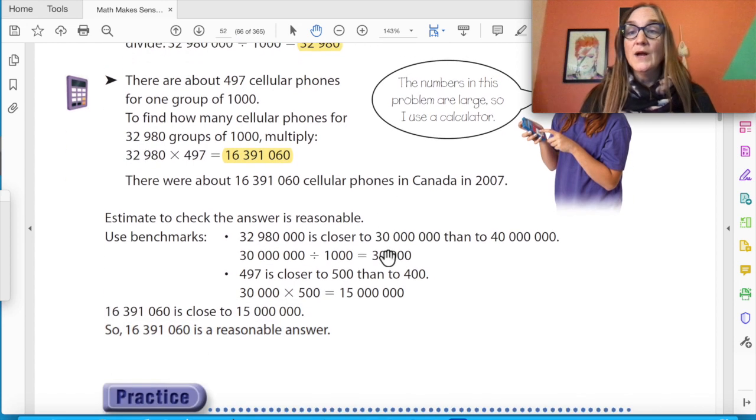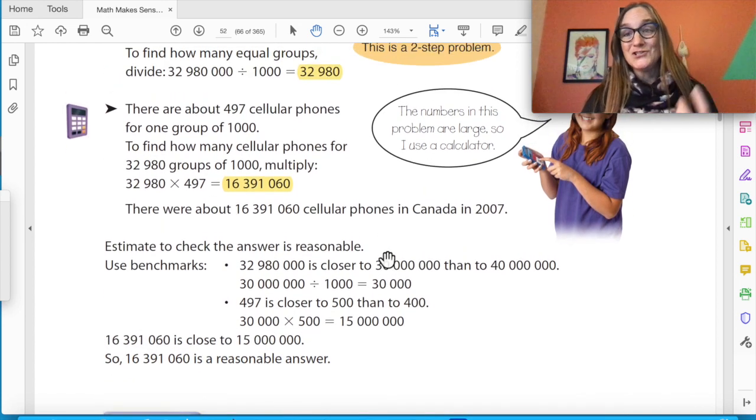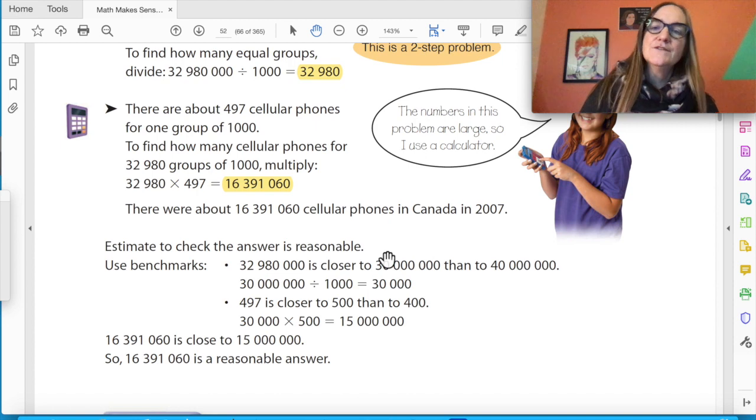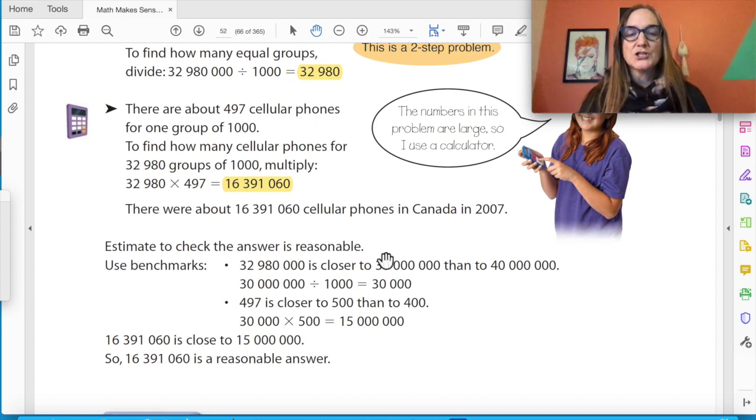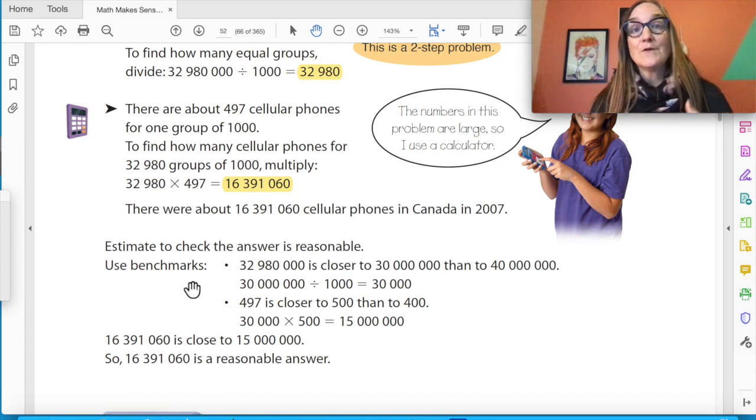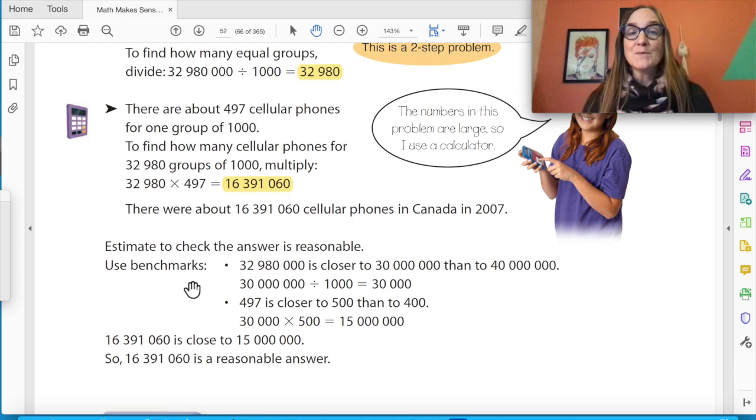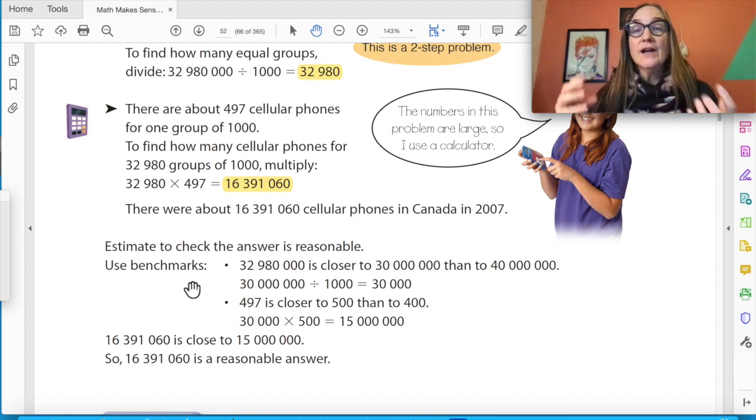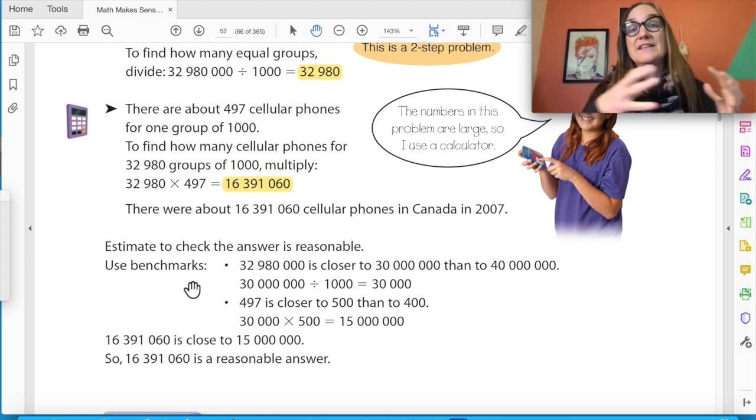So one way that you can check, if you're just not sure, sometimes you think you've solved the problem in the right way, but you're just not sure, you can use estimation to check if you're in the right ballpark. So in this case, they're recommending we use the strategy of benchmarks. If you remember from working with our big numbers last year in grade 5, benchmarks is a strategy where you try and find a number that's easier to work with, that's close to the number that you're given.